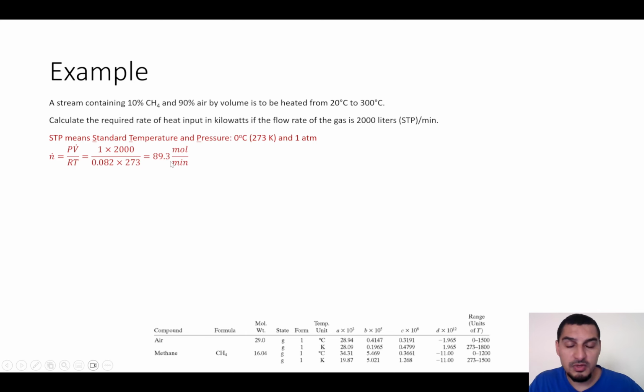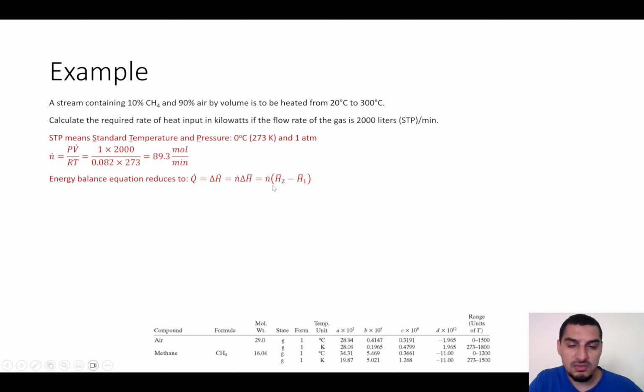The product would be in mole per minute, of course, and this is the molar flow rate. Now let's go to the first step, which is writing the equation. The equation will end up to be Q equals delta H. There is no work, there is no change in kinetic or potential energies, so Q equals delta H, which is N dot multiplied by delta H hat.